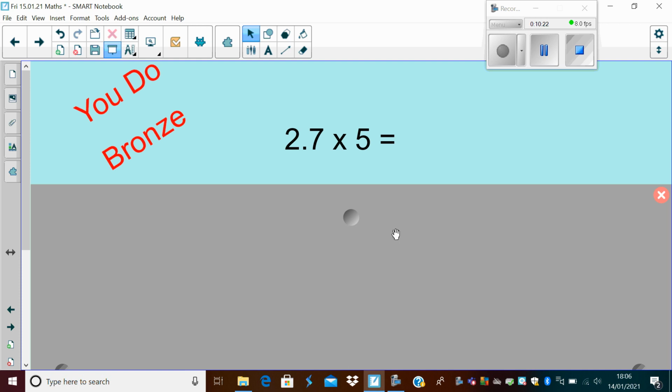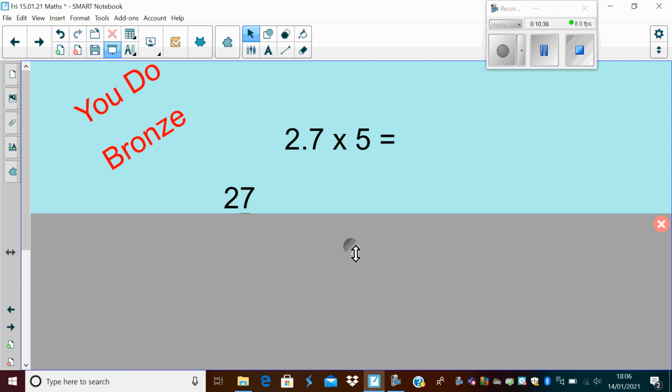What's 2 times 5? Then I want you to ignore the decimal place and do 27 times 5. Then we're going to count how many decimal places there are and add that to your answer. Let's do the answers together.